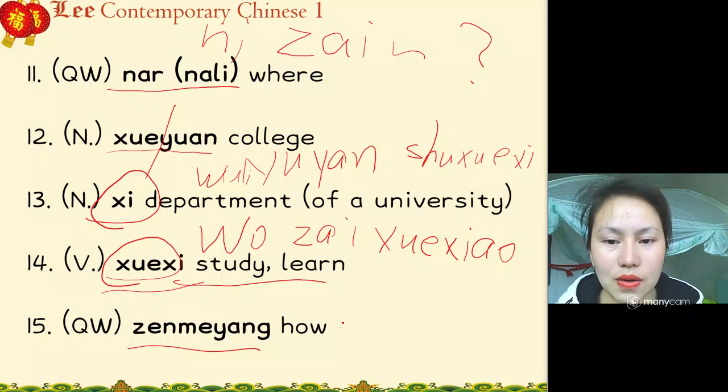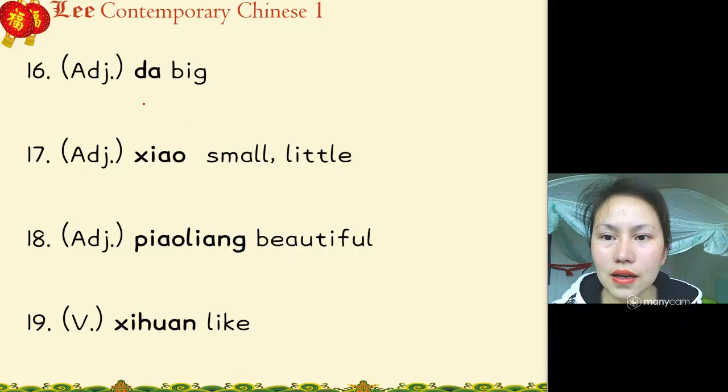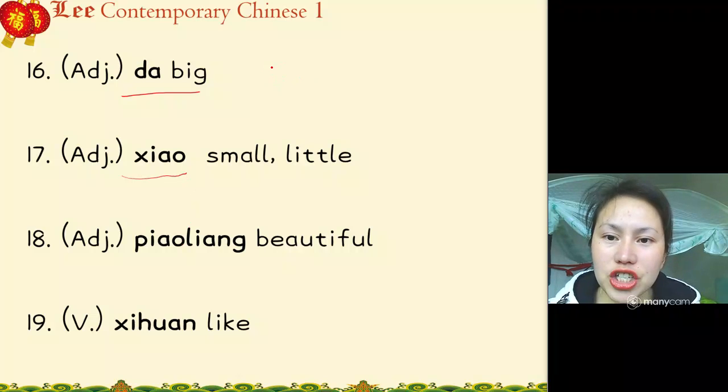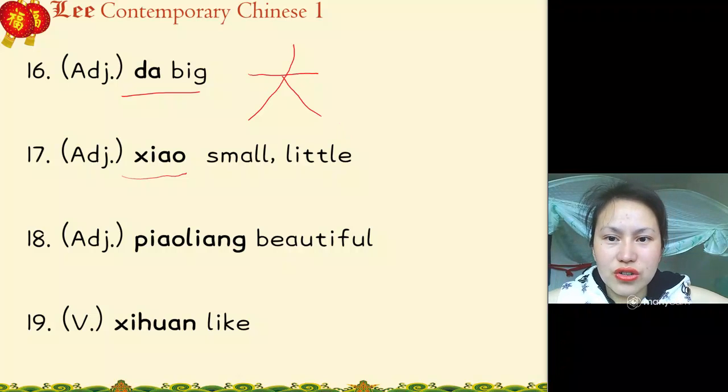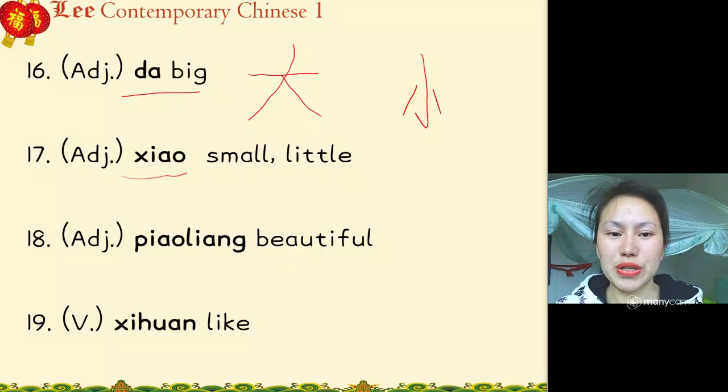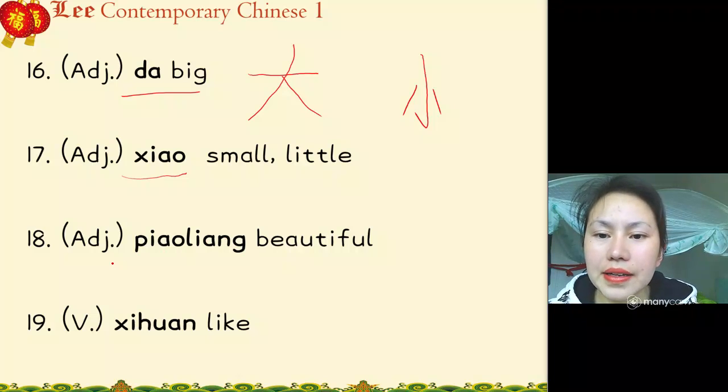怎么样? How's something? How about something? Or how's the situation? Like, 你怎么样？How are you? Are you okay? Is everything okay? 好, 大, big. 大, big, 小, small. It shows in the character in Chinese: 大 is like you stretch your arms, and 小 is like you be a good boy, be a good girl. 大, 小.